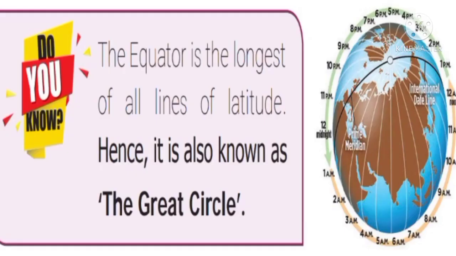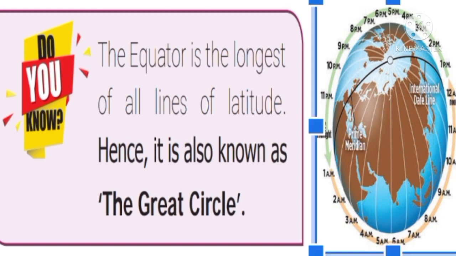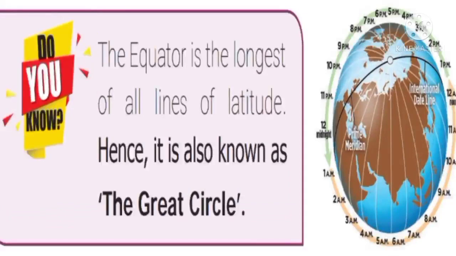Students, do you know what is meant by a great circle? The equator is the longest of all lines of latitude. Hence, it is also known as a great circle. A great circle is any circle that circumscribes the earth and passes through the center of the earth. A great circle always divides the earth in half. Thus, the equator is a great circle, but no other latitudes are, and all lines of longitude are great circles.